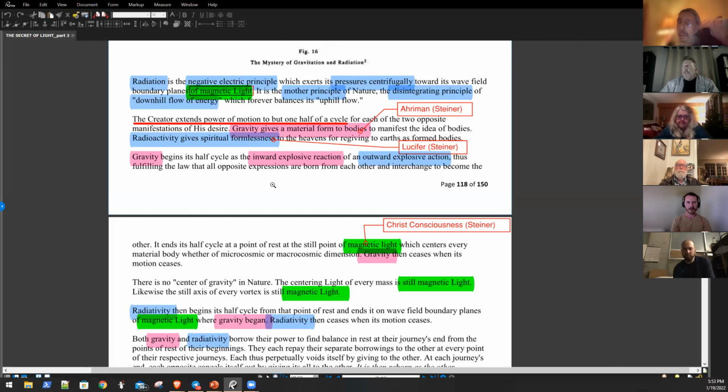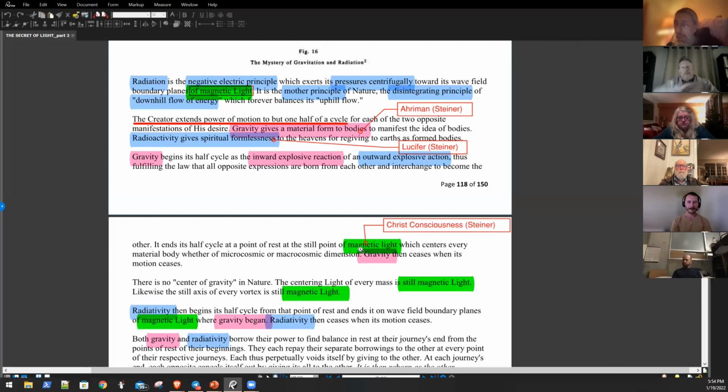So it ends its half cycle at a point of rest, at the still point of magnetic light. At the still point of magnetic light, we could almost call this the Christ consciousness, which centers every material body. So within this centering is the Christ consciousness, is the stillness.